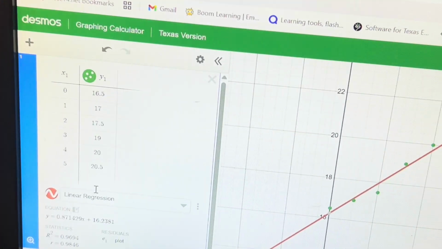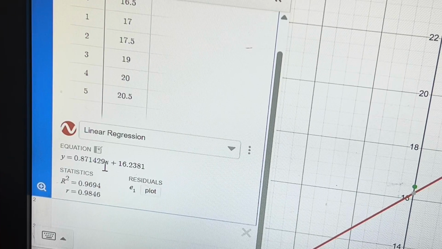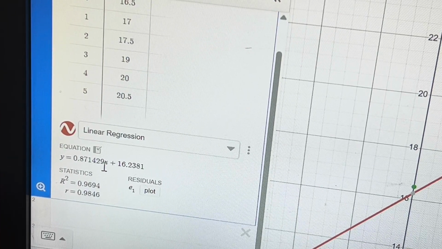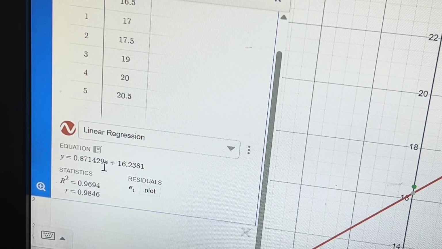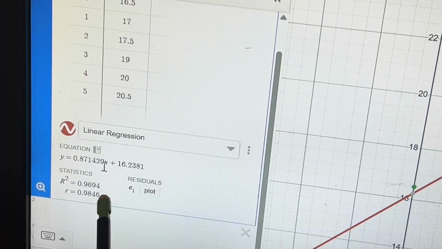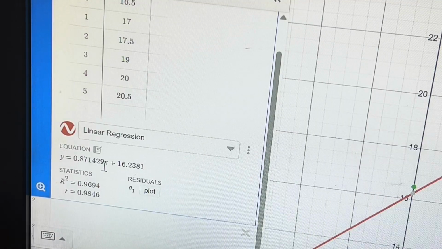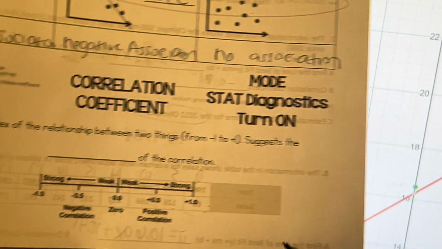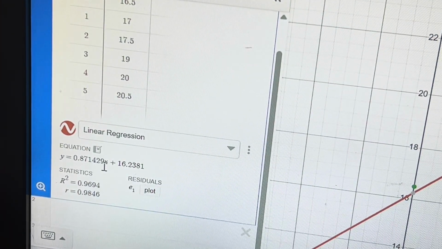But what I want to focus on is the equation itself. So right here, it gives me my equation. If I round to the hundredths place, it would be y equals 0.87x plus 16.24. My correlation coefficient, that's the R value, the lowercase one, would be 0.98, which on my scale would represent a strong positive because it's closer to positive one on the strong side. So strong positive.